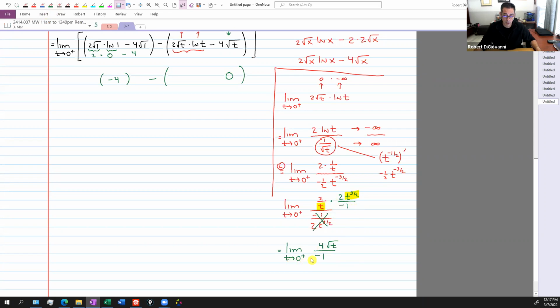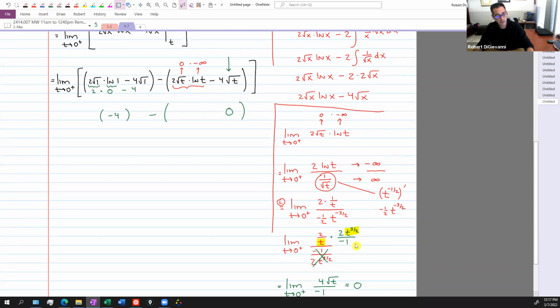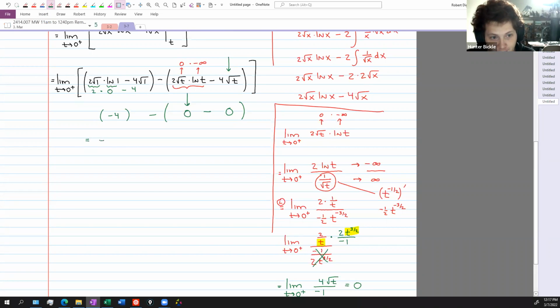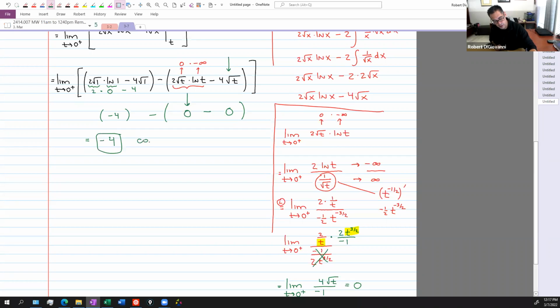And if I let t go to 0, 4 times 0 is 0 over -1. This is 0. So that limit approaches 0. So this heads to 0 minus 0. Which means what happens here? It's all approaching -4. It's all approaching -4, which means we have convergence. Which means that if I look at this graph of this function between 0 and 1, it's probably below the x-axis because I'm getting a negative area.